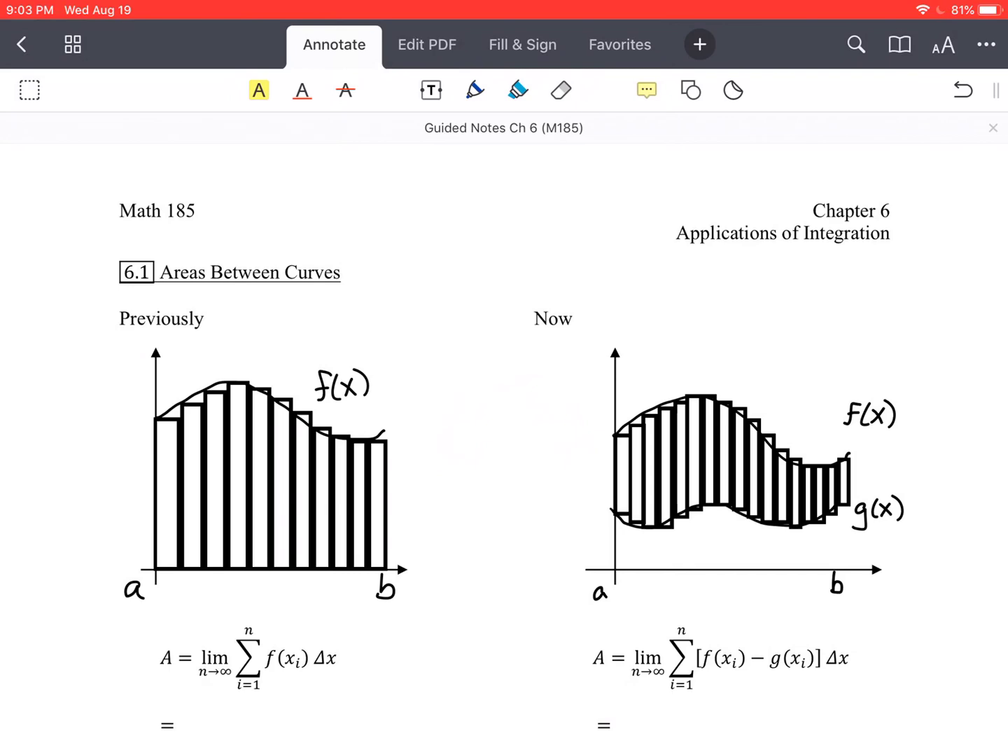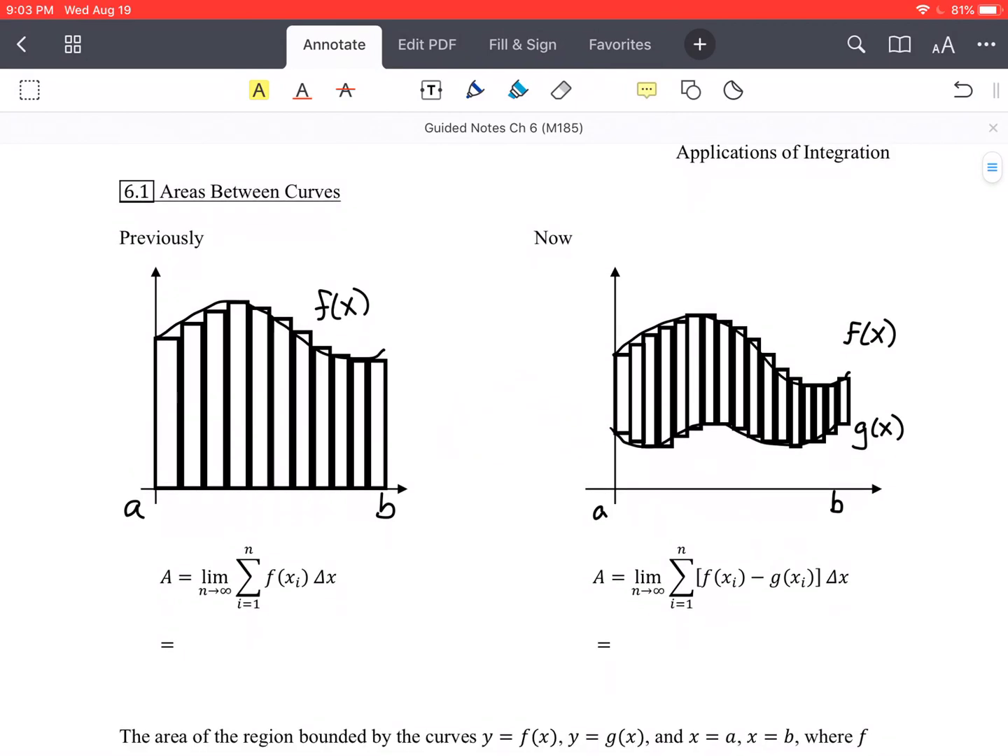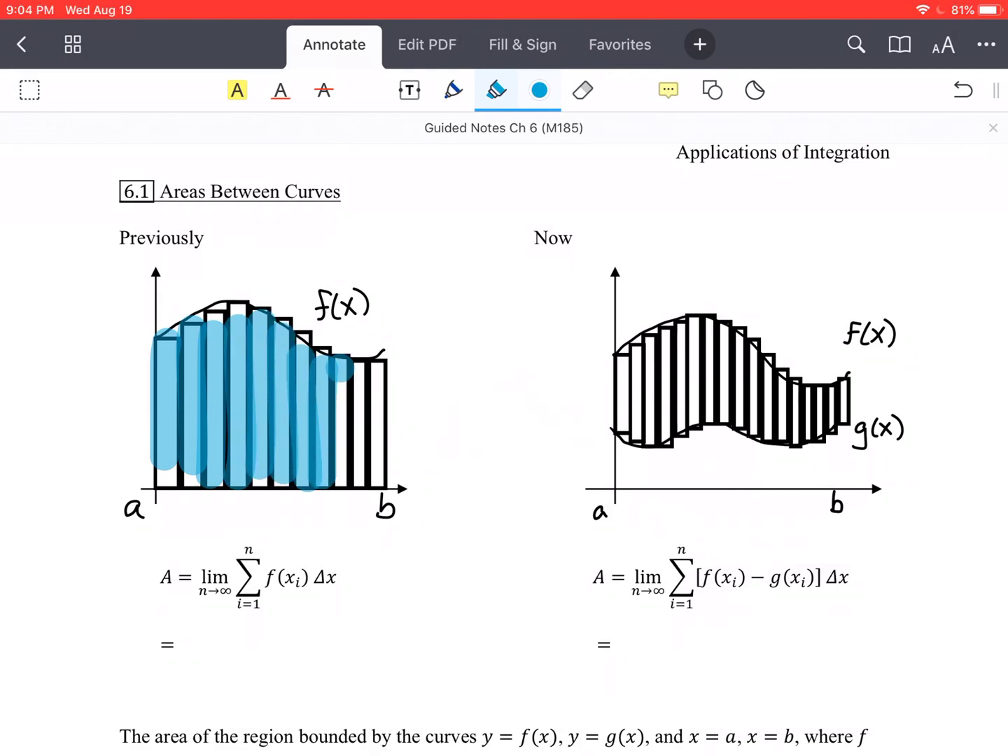So, section 6.1, we're talking about areas between curves. So, previously, what we saw when we studied integration back in Calc 1, we studied how to find the area under a curve, and the way that we did that was by taking these rectangular approximations. So we draw a bunch of rectangles, and we use those, find their area. That gives us a rough estimate to the area under the curve.